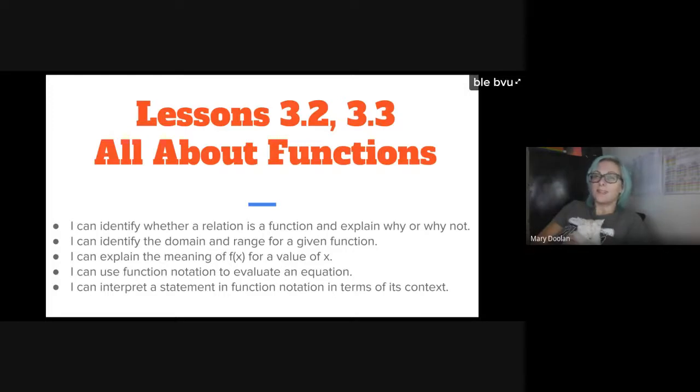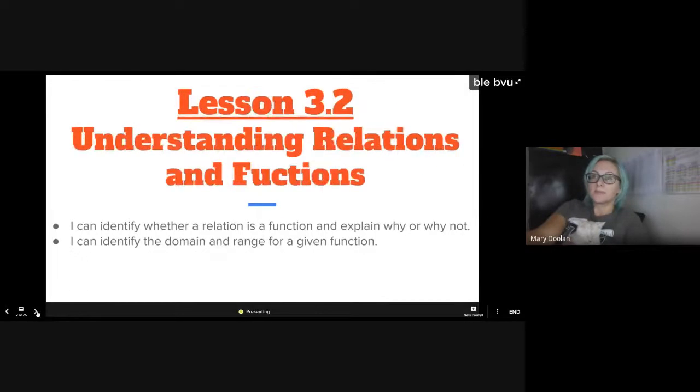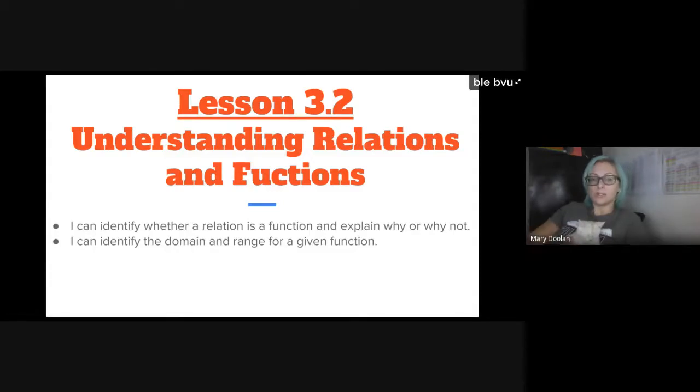So I can identify whether a relation is a function and explain why or why not. I can identify the domain and the range for a given function. I can explain the meaning of f of x for a value of x. I can use function notation to evaluate an equation. I can interpret a statement in function notation in terms of its context. So we'll look at lesson 3.2 first, which is understanding relations and functions. And that's our first two I can statements.